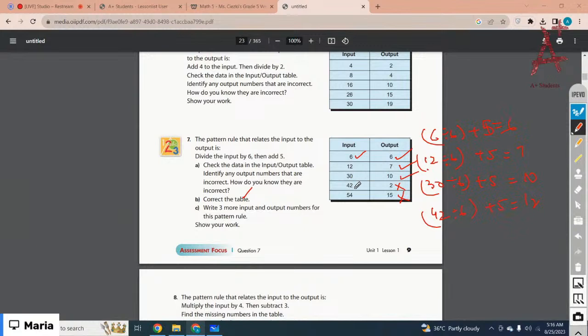Write 3 more inputs and outputs, okay? 6 times 2 is 12, 5 is 30, 7 is 42, 9 is 54. 66 divided by 6 is 11, 11 plus 5 is 16. 72 divided by 6 is 12 and 12 plus 5 is 17, right?